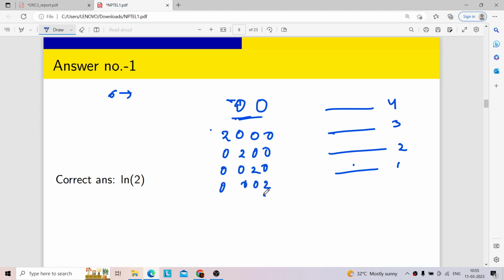I am putting two particles at a time in each state. For the first state, the energy will be 2. For the second case, it will be 4. For the third case, it's 6. And for this last case, it's 8.